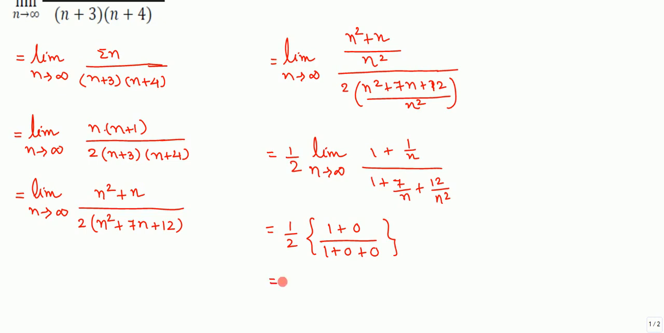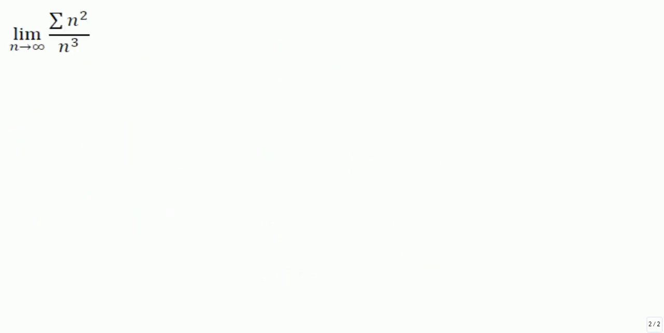So what is our answer? 1 by 2 multiplied by 1 equals 1 by 2. 1 by 2 is our answer. Okay, our next sum is limit n tends to infinity, sigma n square upon n cube.